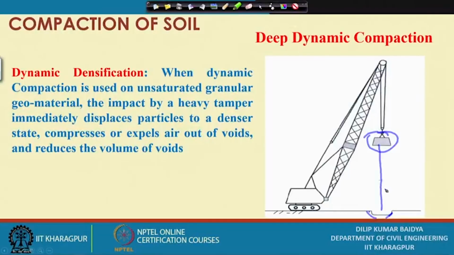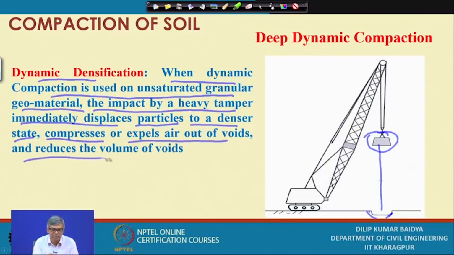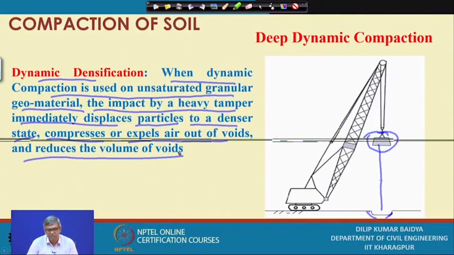So, what is dynamic densification? Dynamic densification is when dynamic compaction is used on unsaturated granular geomaterial. The impact by a heavy tamper immediately displaces particles to a denser state, compresses or expels air out of voids, and reduces the volume of voids. So, that is the purpose. Compaction's main purpose is removal of voids or reduction of void ratio. That is the way it works.